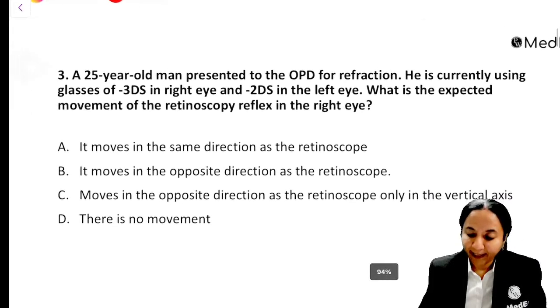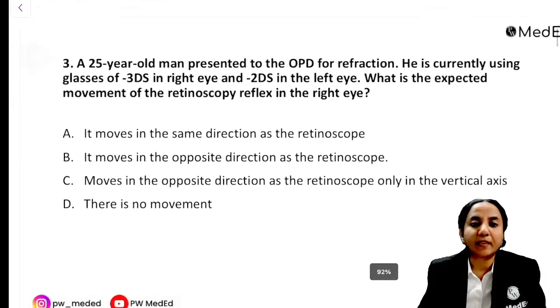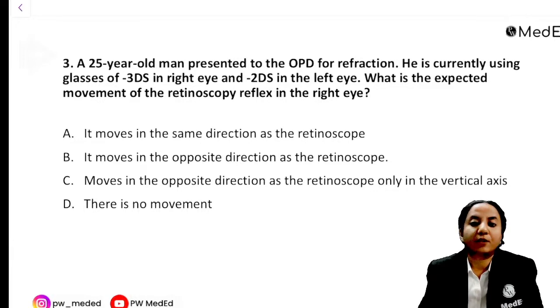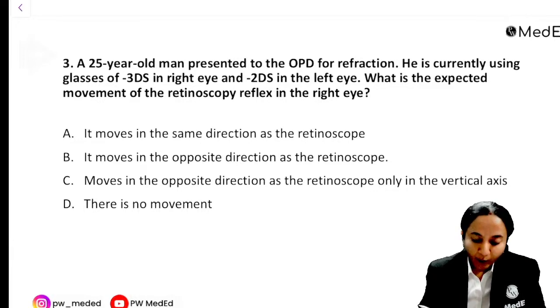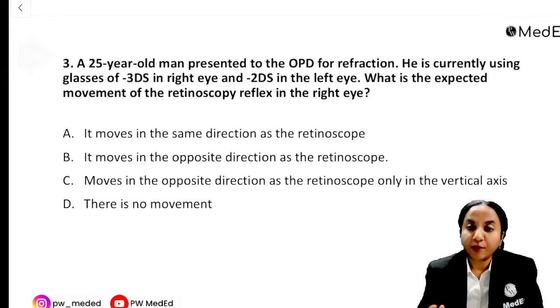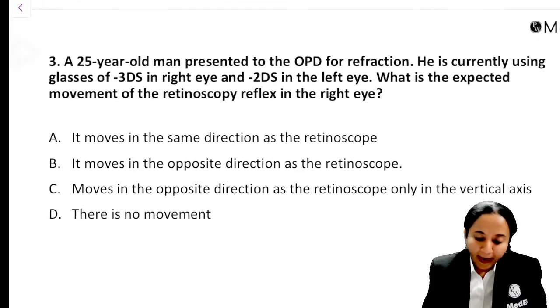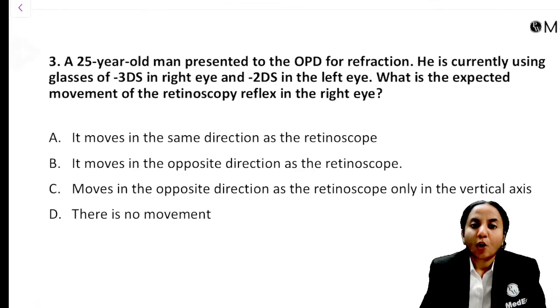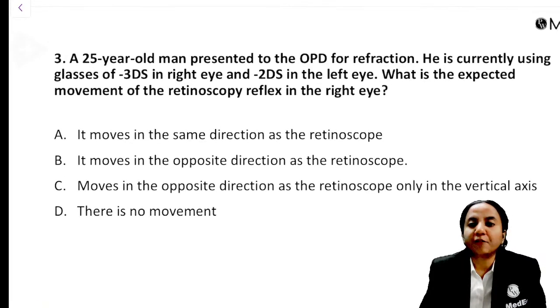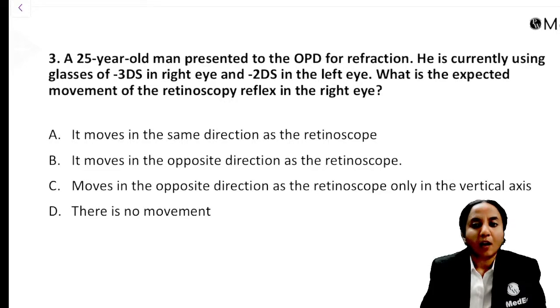Chalo. Now, this is actually a question from an FMGE exam. But it's a tough question, so I just thought we'll discuss this. A 25-year-old man presented to the OPD for refraction. He is currently using minus 3 diopter in the right eye and minus 2 in the left eye. What is the expected movement of the retinoscopy reflex in the right eye of this patient? So look at the options, read it carefully and try to tell me the answer. Then I'll tell you how we arrive at the answer.